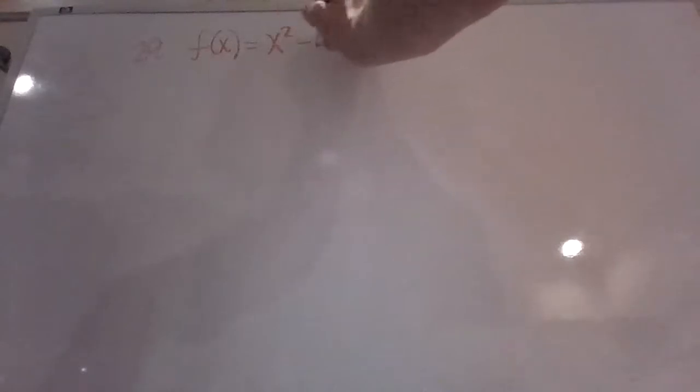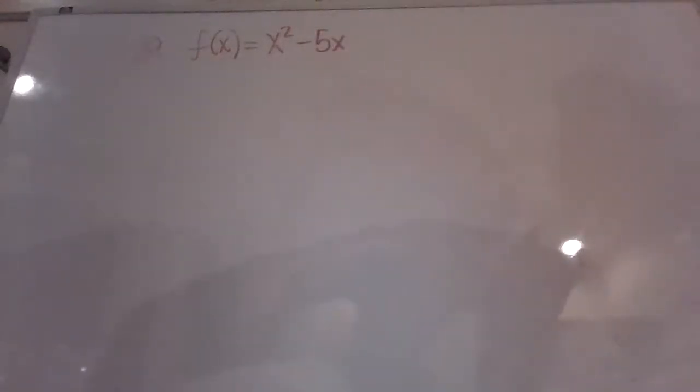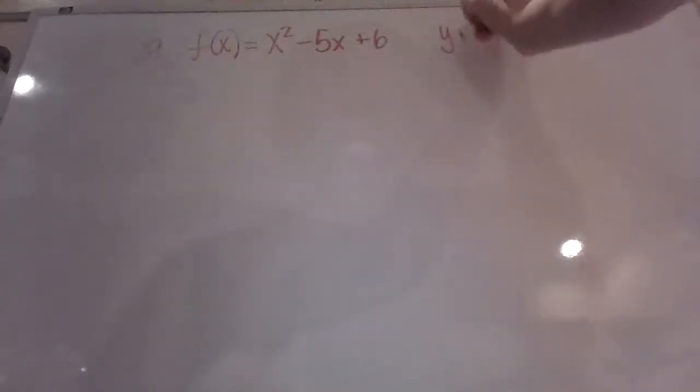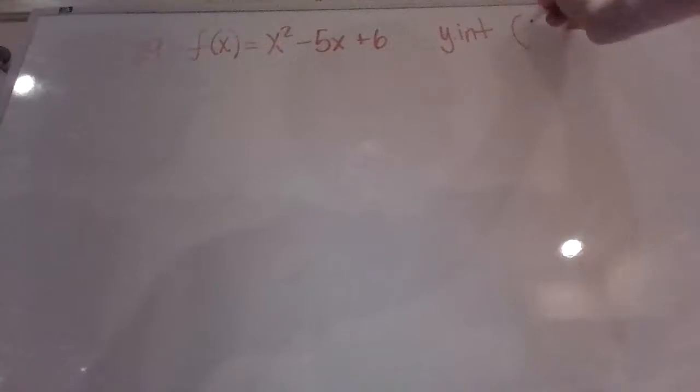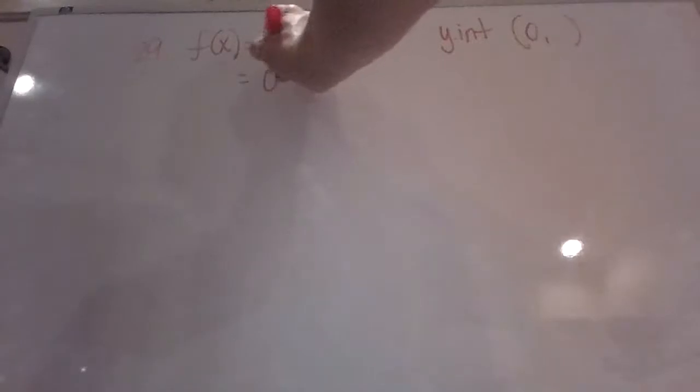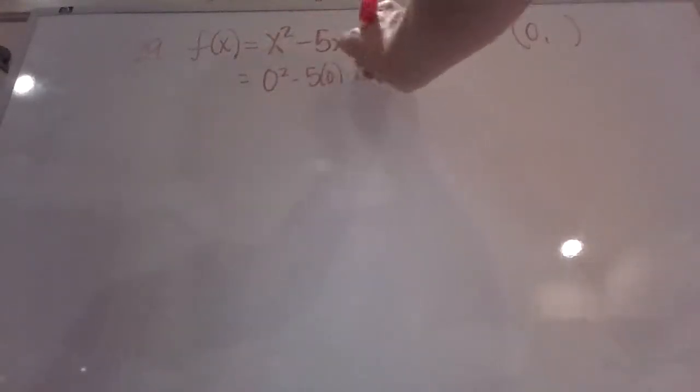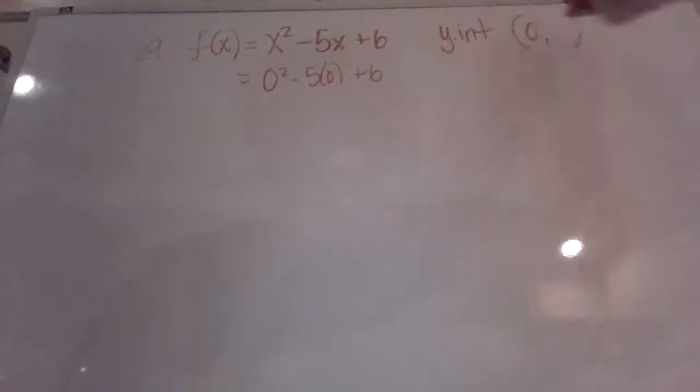29 and 31. 29 is f of x equals x squared minus 5x plus 6. Okay, so the y-intercept, which means I have to make the x 0. So we're going to find the y-intercept. When I do that, this is 0 squared minus 5 times 0 plus 6. So it's 0 plus 6, so my y-intercept is 0, 6.